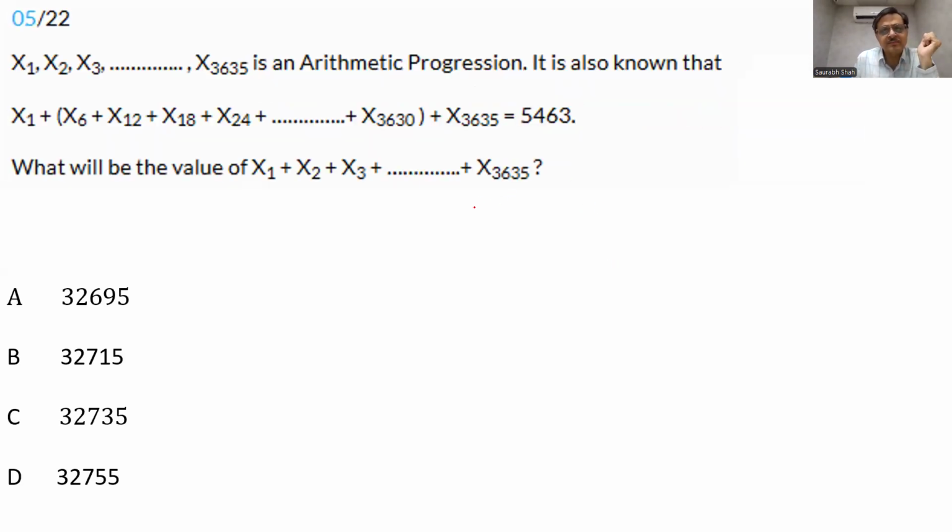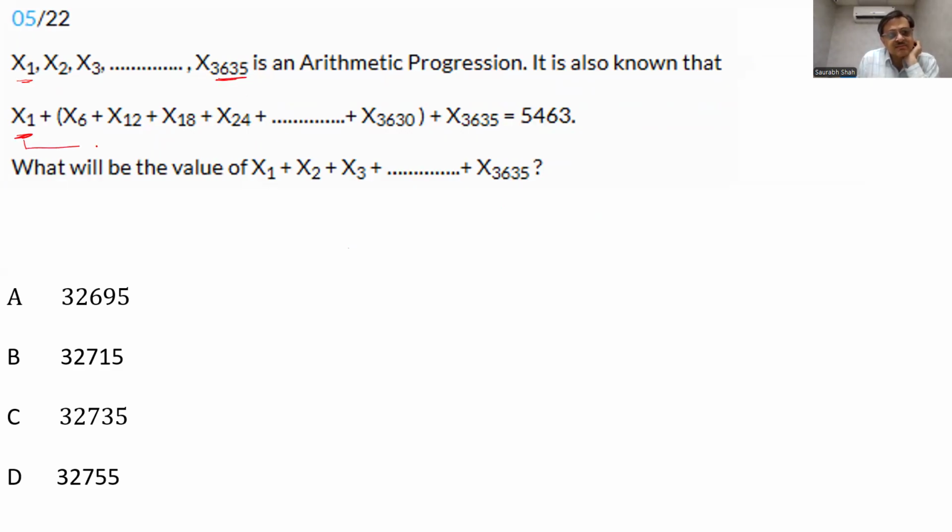A question on progressions. Remember, the middle term is always the average term in a progression, if the number of terms is odd. Now here we have the first term 1. The total sequence is 1 to 3635.